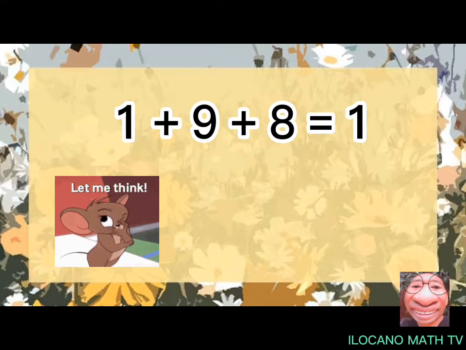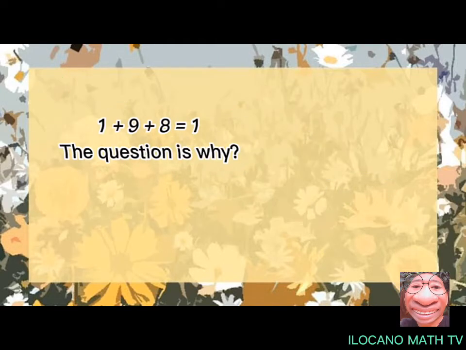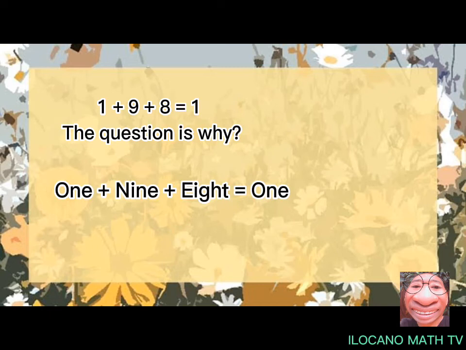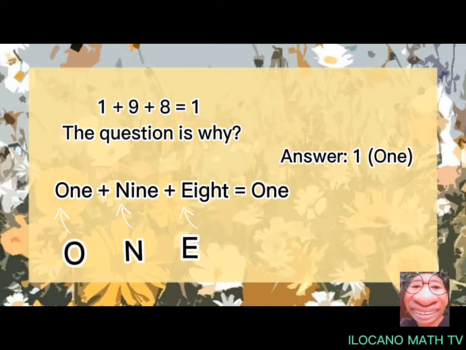So ngayon, i-explain ko sa inyo bakit 1 ang naging sagot natin. 1 plus 9 plus 8 is equal to 1. The question is why the answer is 1. Isulat natin isa-isa ang mga numbers. So ngayon, kukunin natin isa-isa yung unang letra ng numbers. So kunin natin sa 1 yung O, yung N sa 9 at E sa 8. Therefore, the answer is 1.